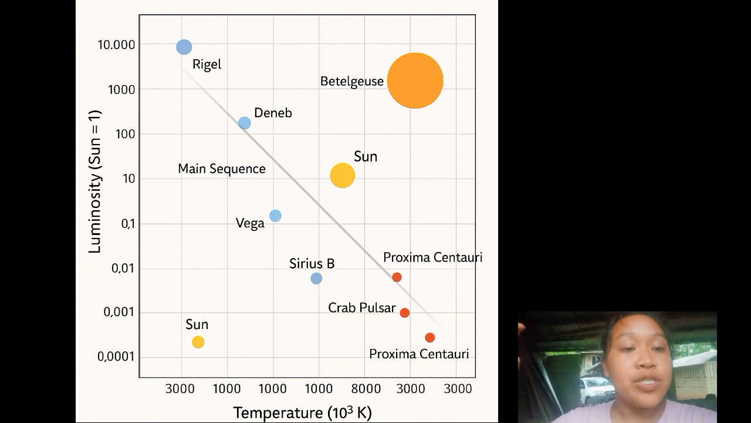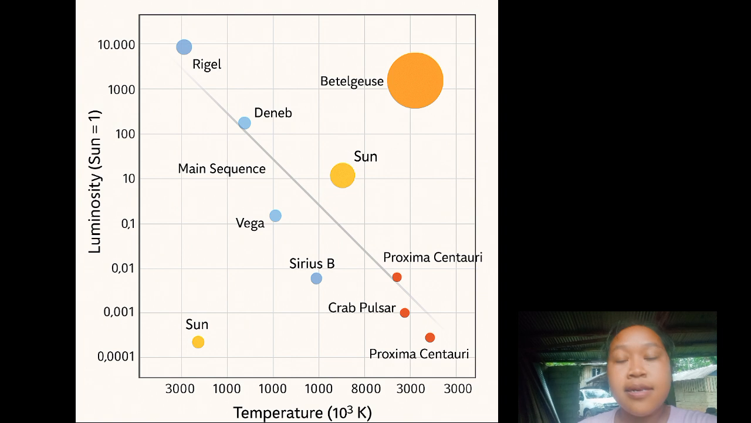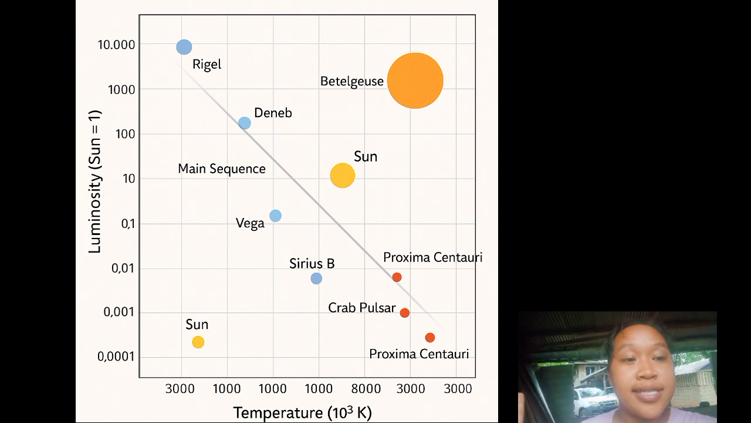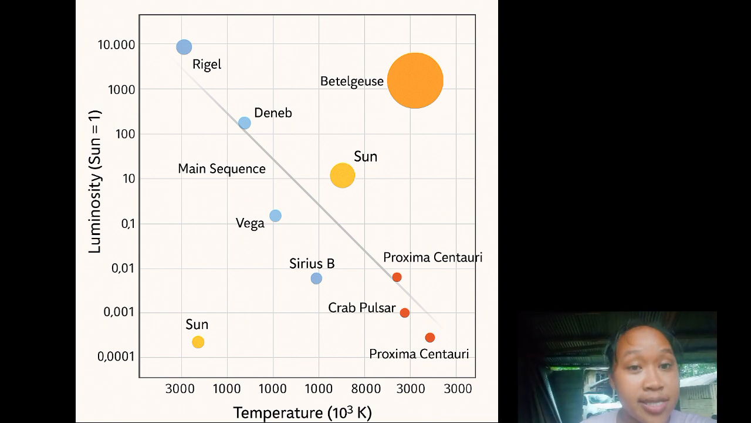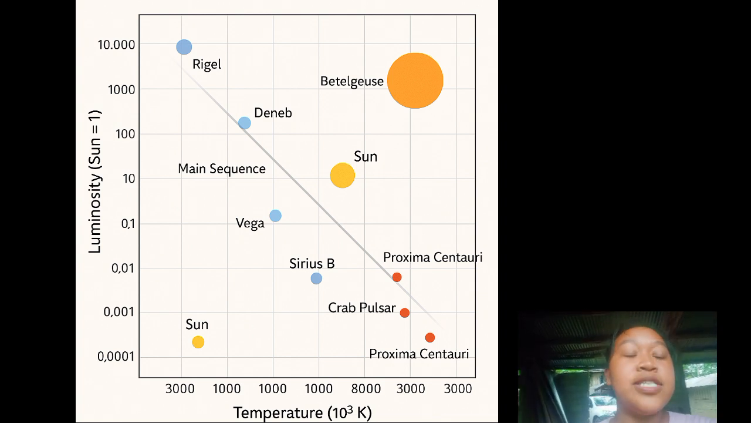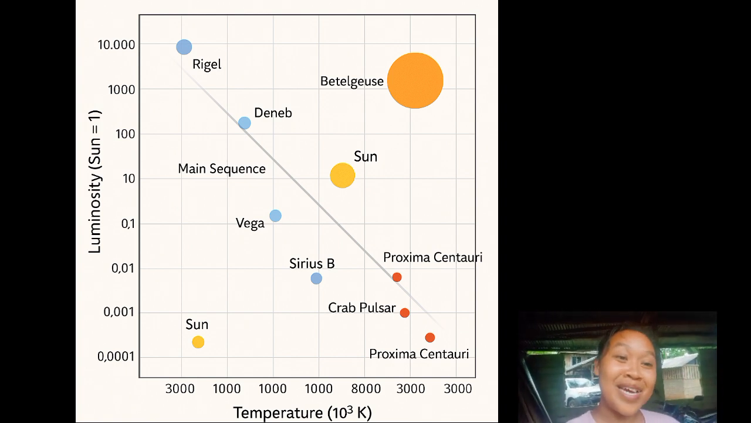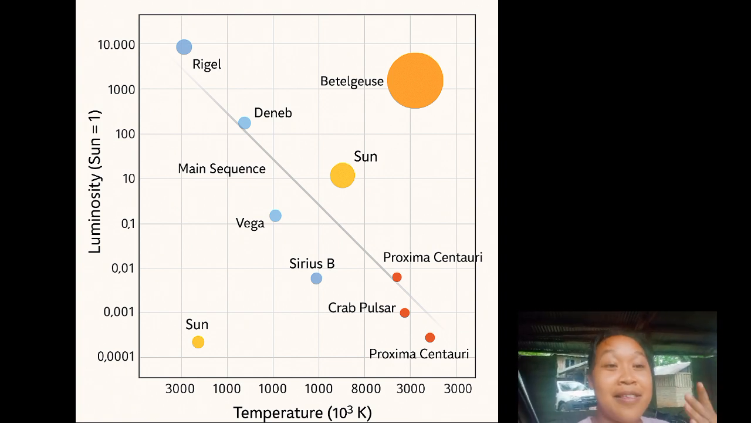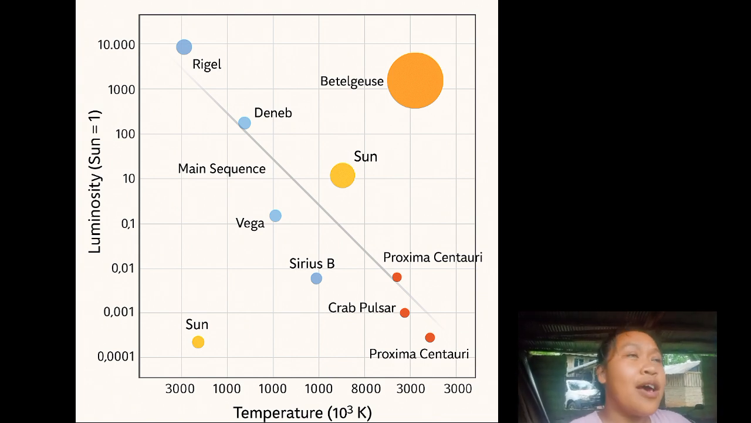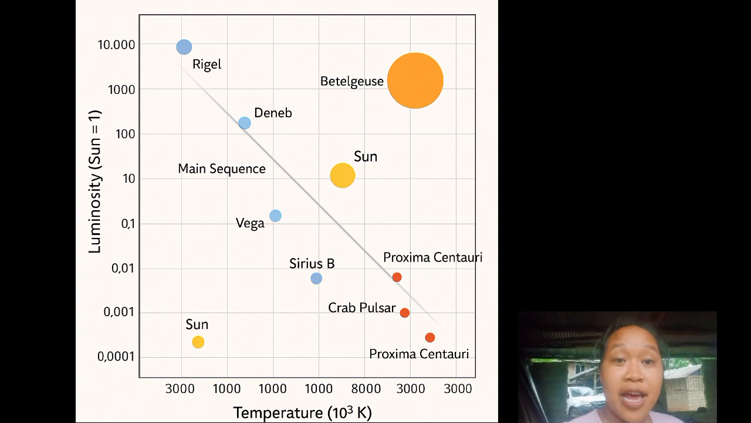Most of these stars fall along a diagonal band called the main sequence. This is where a star spends the majority of its life, like the sun, Vega, and Sirius A. Above the main sequence are the giants and supergiants, bright but cooler stars like Betelgeuse and Aldebaran, which are in the late evolutionary stages. Below the main sequence are the white dwarfs, like Sirius B. They look faint but are hot. They are the stellar cores left behind after the outer layers have been shed.